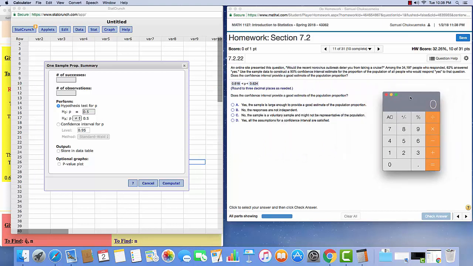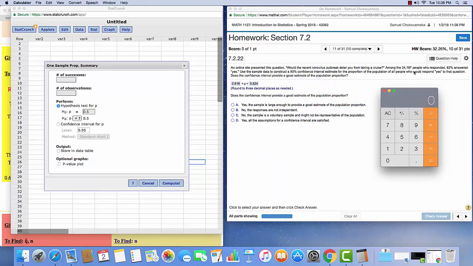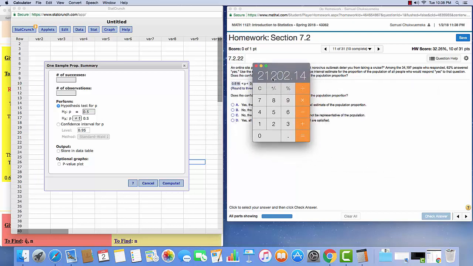So I'm gonna find 62% of this. Okay, so 0.62 times 34,197 equal to. So this is the number of successes here. I don't want to round, so I'm just gonna put it like it is. Actually, it's supposed to be 21203, because you're dealing with people. But I'm not gonna round. I'll just leave it like it is.